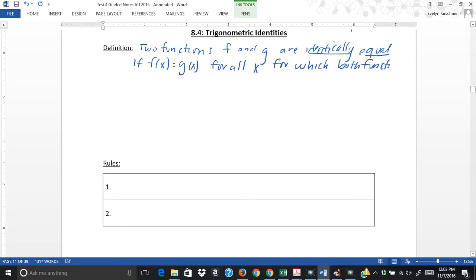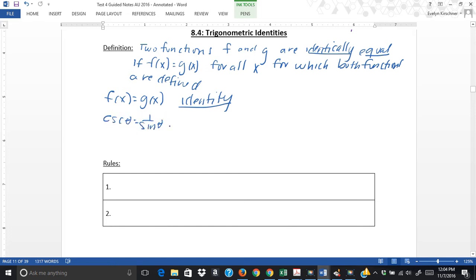So if there's a place where one isn't defined, then we know that they can't be identically equal anyway. So if I have an equation, f of x equals g of x, this equation is known as an identity. Okay, and so we had some identities we used when we were solving the trig equations, like cosecant theta equals 1 over sine theta. That's an identity because they're equal. They mean the same thing, right?